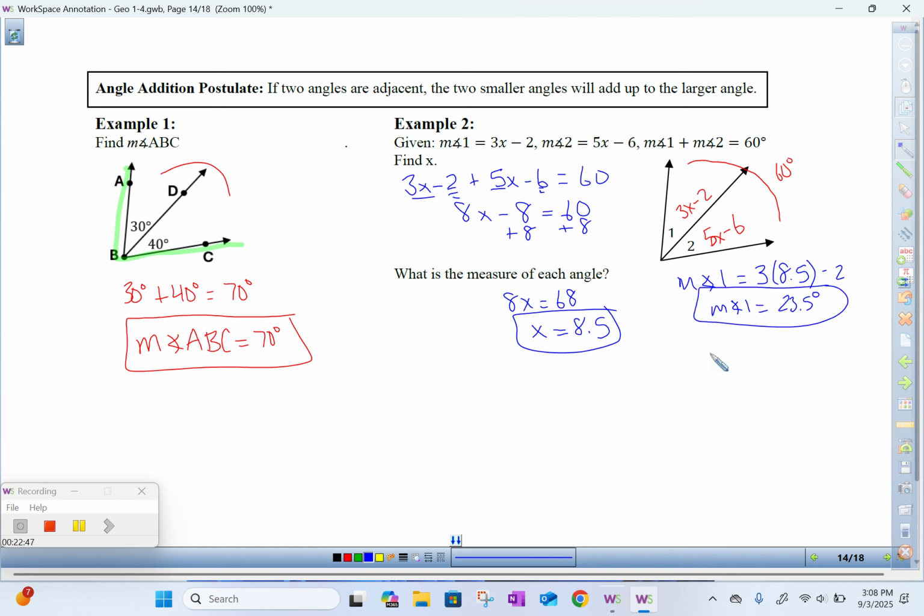So there's the first one. And then the measure of angle 2 equals 5 times, that's still the same x value, minus 6 this time. So putting that in the calculator gives us 36.5. And together, those do add up to 60, which works out. Make sure we're labeling all angle answers with degrees.